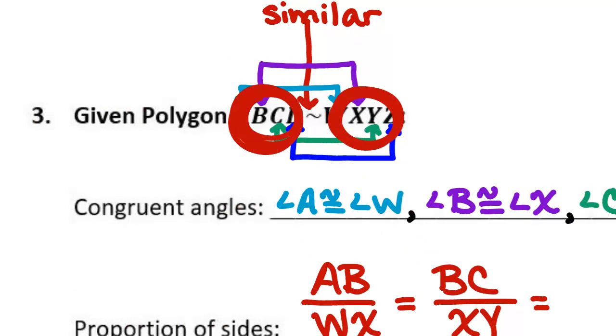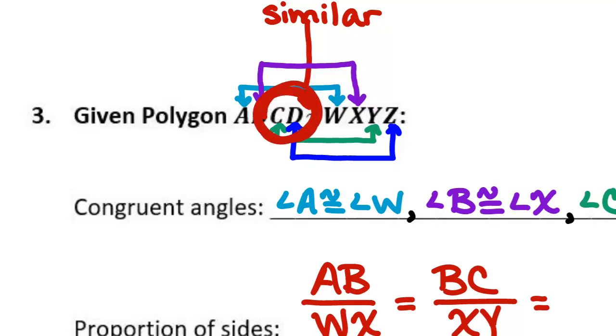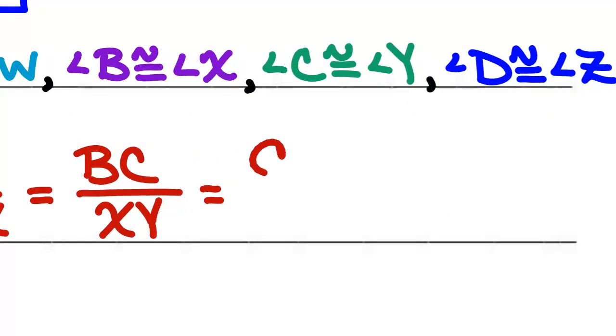All right. We've got two of our proportional sides. Can anybody give me another side, or a pair of sides rather, that would have to be proportional because they're corresponding? CD, last two letters, and YZ, last two letters. So CD over YZ.